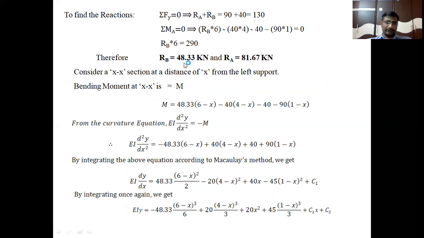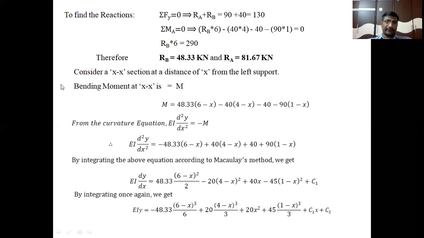Therefore, RB is equal to 290 by 6, which is 48.33 kilonewtons. If you substitute this RB value into this equation, RA plus RB equal to 130, then we get the RA value as 81.67 kilonewtons. So these are the reactive forces at the supports.